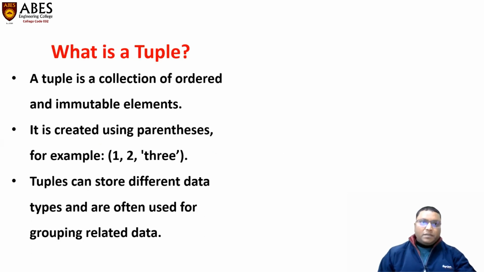Now, what is a tuple? As I discussed earlier, a tuple is a collection of ordered and immutable elements. That is, we cannot edit the value of elements. It is created using parentheses, for example, (1, 2, "3"). Tuples can store different types of data like integer and string. As we can see in the given example, the tuple is storing 1, 2, and "THREE", where 3 is a string and 1 and 2 are integers. So this is the beauty of tuple.